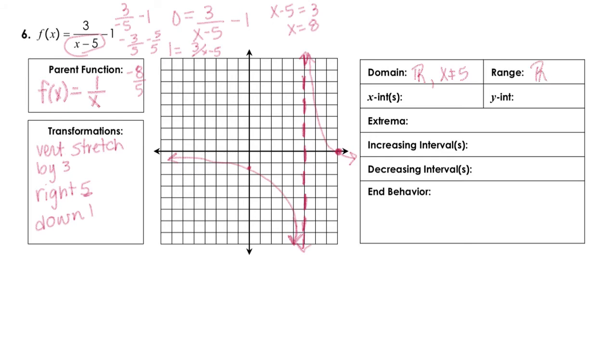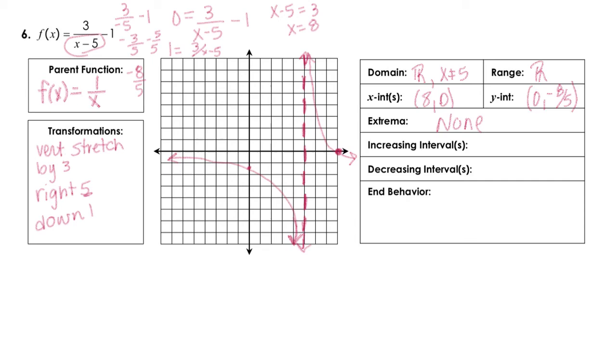The x-intercept, we saw that to be at 8, 0. The y-intercept, we saw that to be at about -1.5-ish, maybe a little over 1. Let's see, let's go ahead and call it, it was -8/5. We can leave that. And then our extrema, we don't have any here.